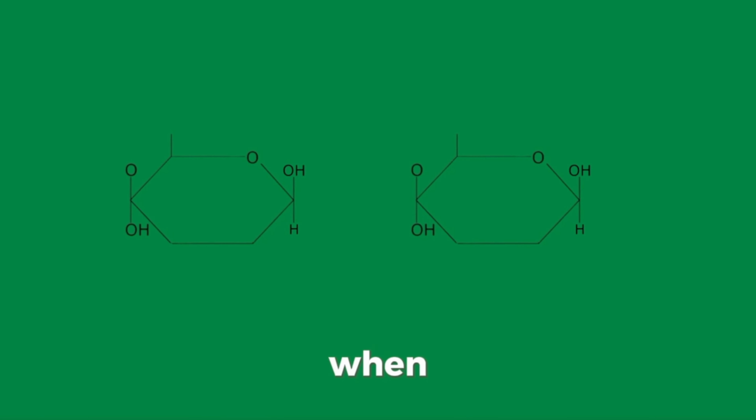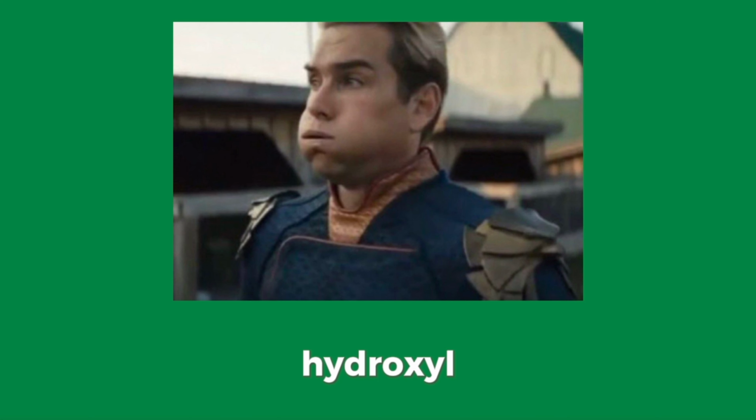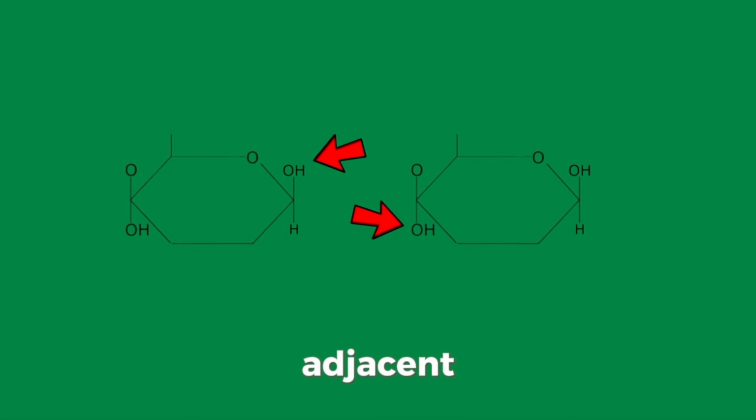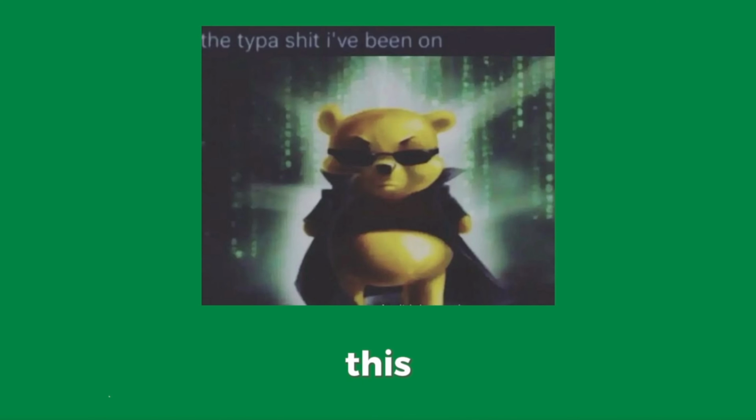Well, the problem is when you line up these two beta glucose molecules together, you can't really form a glycosidic bond. Why? Because the hydroxyl groups are not adjacent to each other. So they can't react together and they can't form a glycosidic bond and release water. Big problem. But there is a way around this.